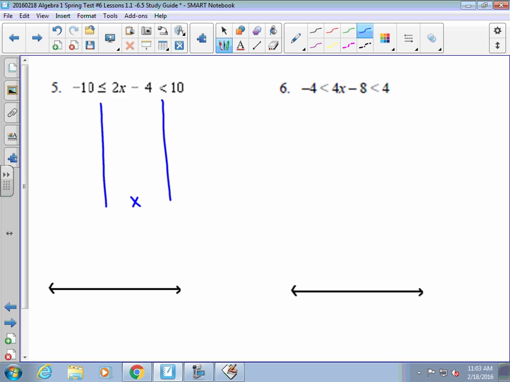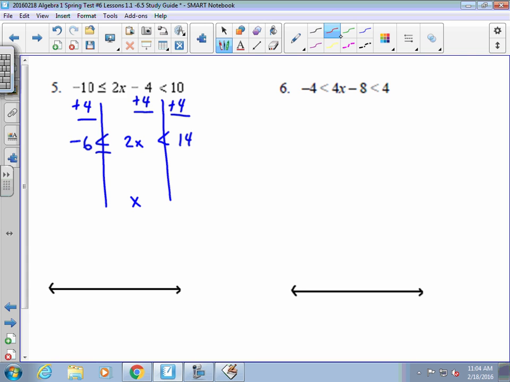You undo addition and subtraction first by undoing minus 4 using plus 4. If you do it to the middle, do it to the right, and do it to the left. So negative 4 plus 10 is negative 6. 2x will be by itself in the middle, and 10 plus 4 is 14. There's no reason to reverse the symbols because all we did was add 4 to everything. So this one's going to stay as less than or equal to, and this one is going to stay as less than.